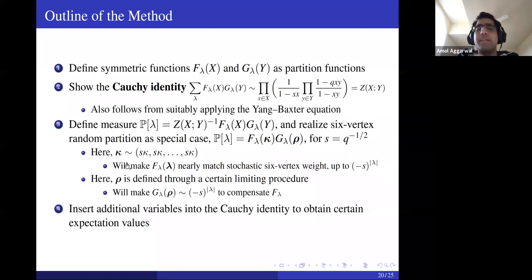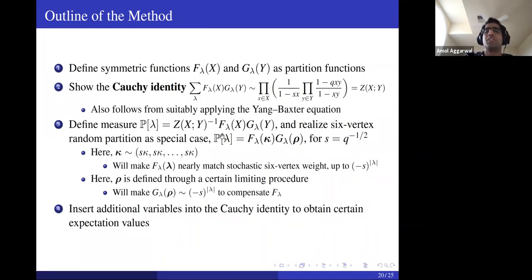Okay, and rho, I'm not going to tell you how to define rho exactly, but it's defined through a certain limiting procedure. The point is that after I define this rho, it will make g of lambda of rho equal to this factor I was off by. So it will exactly compensate whatever I was off by. Sorry, this should be a kappa here, not a lambda. And that will make the probability correct.